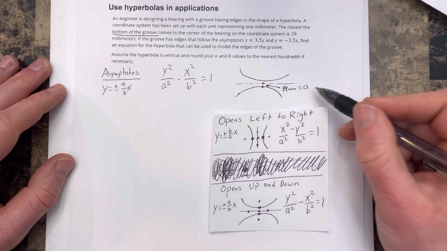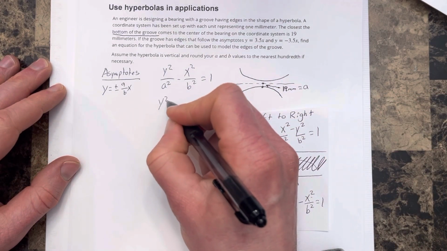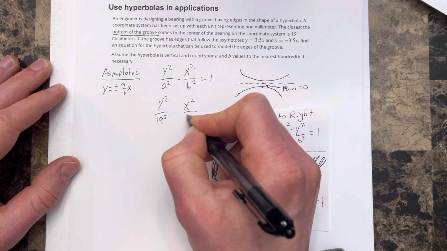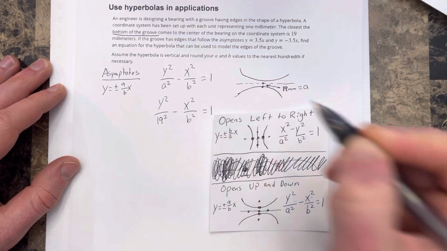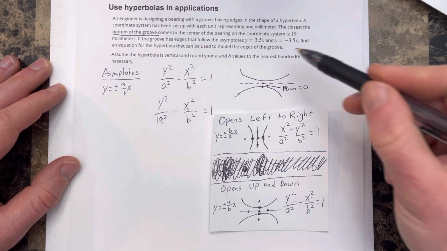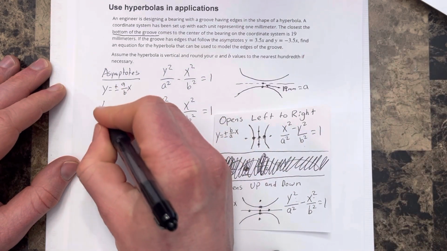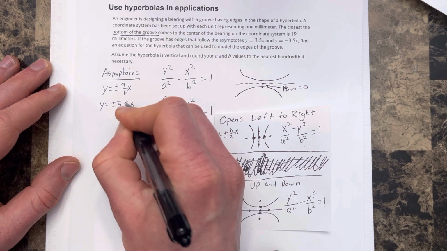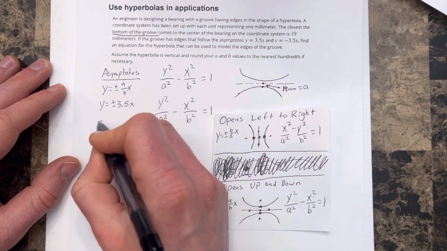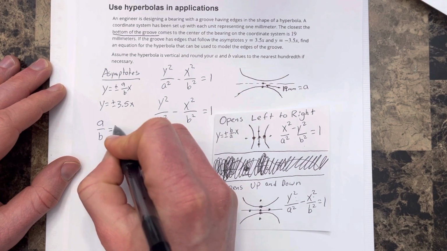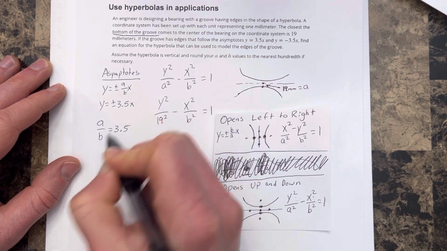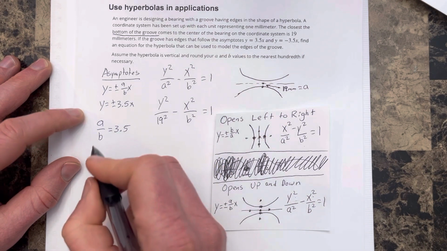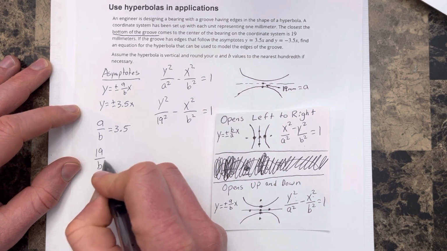They give us a already, so we can say that this is y squared over 19 squared minus x squared over b squared is equal to 1. They also tell us that our equation over here is y equals plus and minus 3.5x. So that tells us that a over b is equal to 3.5. Well, they already give us a, which is 19, so we can write this as 19 over b is equal to 3.5.